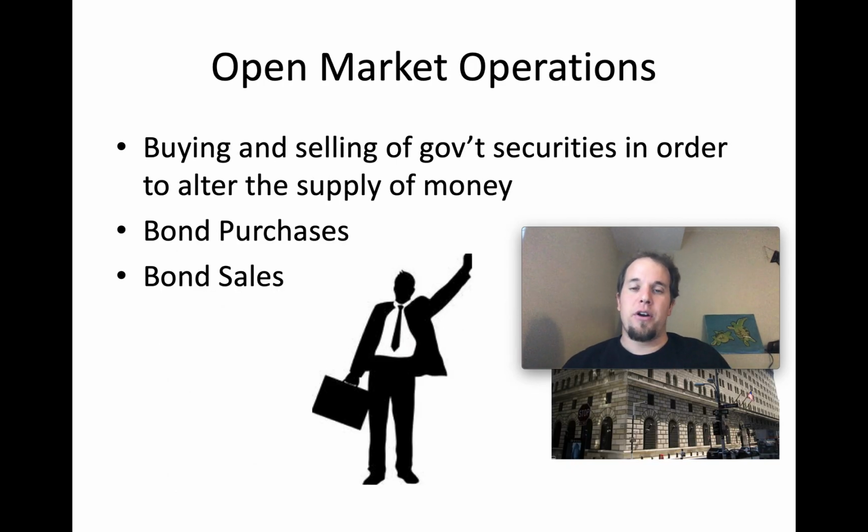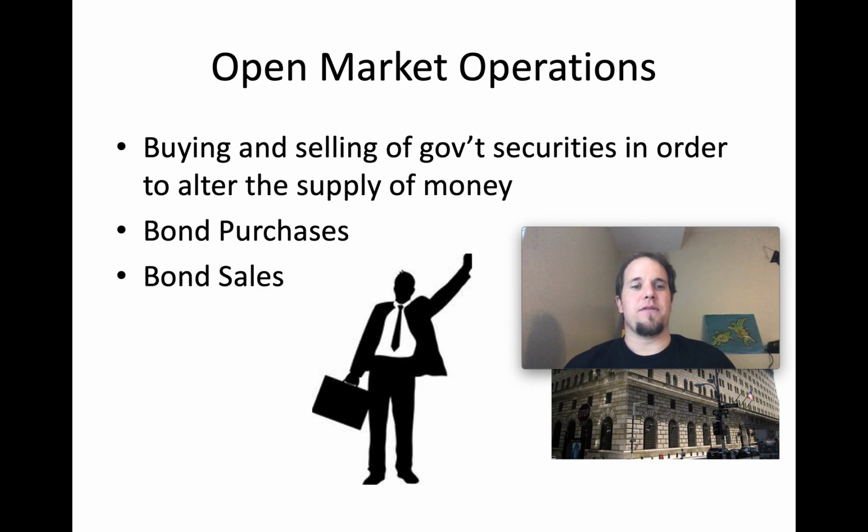The third tool, and the one that's used most often, is known as open market operations. And this is the buying and selling of government securities, also known as bonds, to alter the supply of money. So this is how it works. Bond purchases, bond sales.